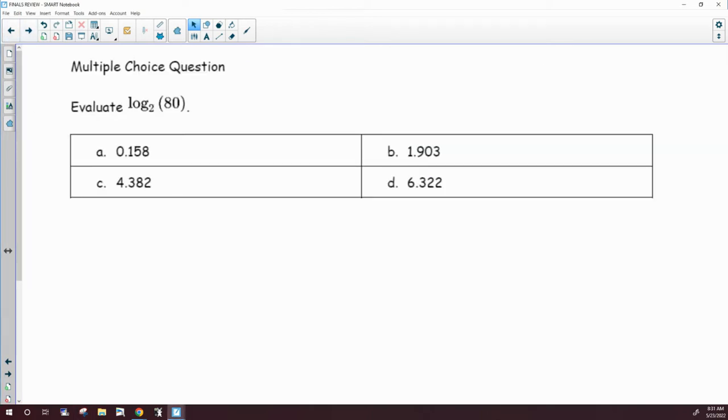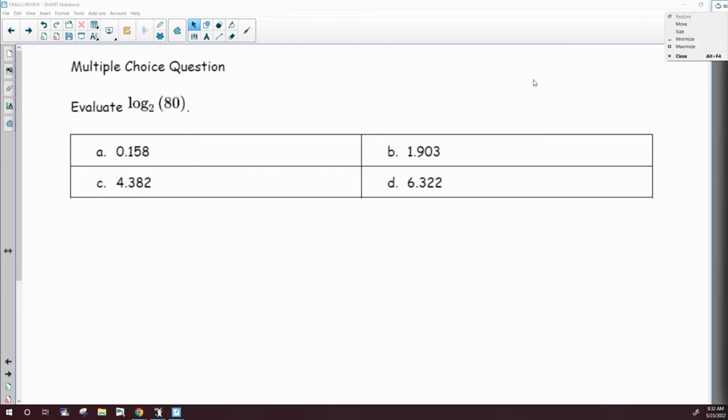Evaluate log base 2 of 80. So here is an example of where you cannot use the log button. You cannot just click log 80. Why can't I just click log 80? Because the base is not 10. You cannot just click log 80, which is unfortunate, but not the end of the world.